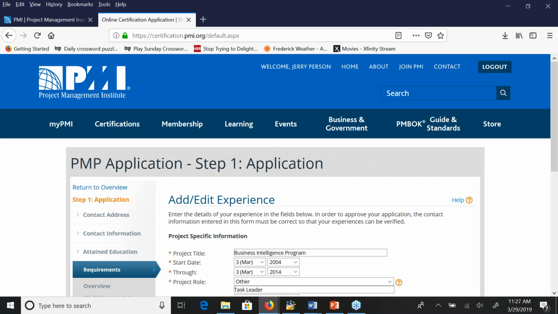2004 to 2014. Now, think about that. Does work experience count as PUs? Work experience counts here. Work experience does not count for the education piece.